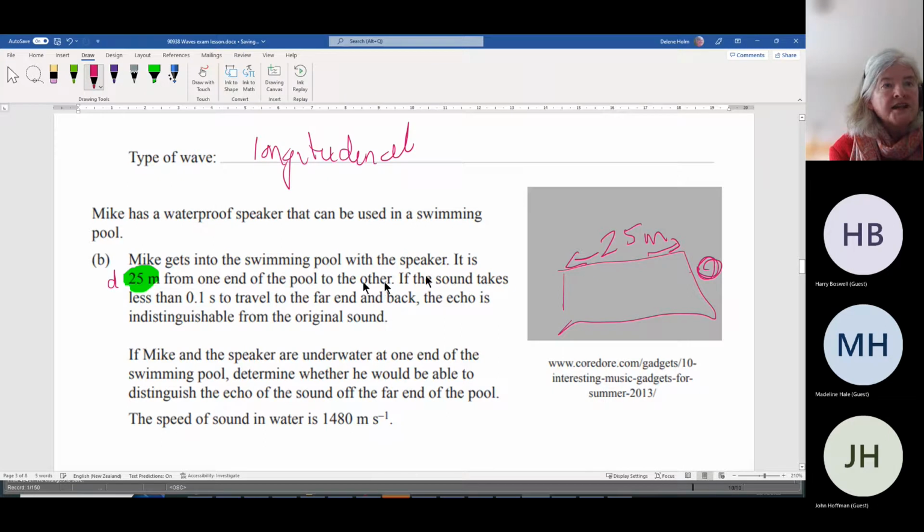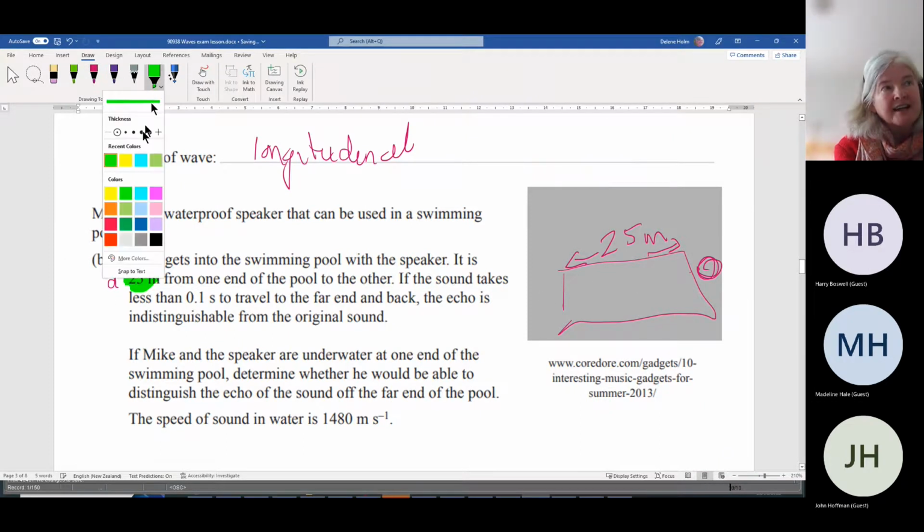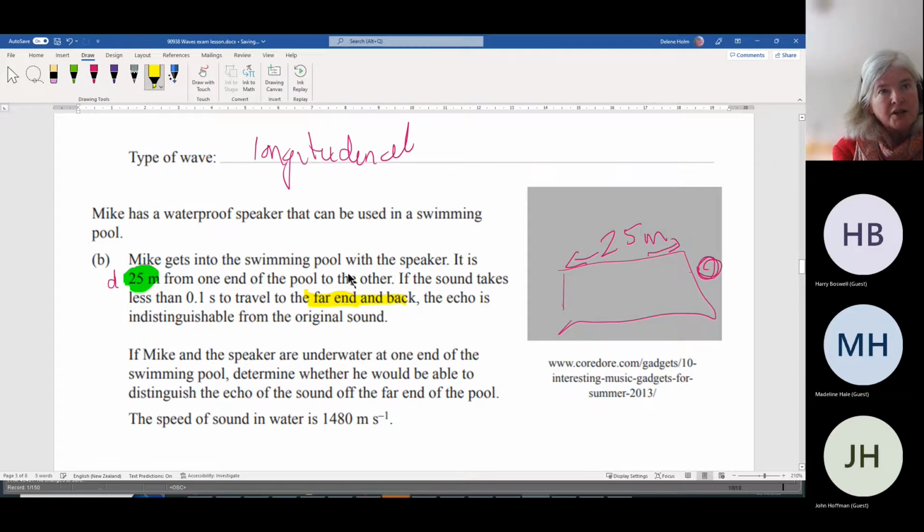Now we know the sound takes less than 0.1 second to travel to the far end and back. So it's little things like this that become important because it will affect whether you get it right or wrong. So if you wanted to go there and back, then basically the distance here is going to be 2 times 25, which is 50 meters. Okay.